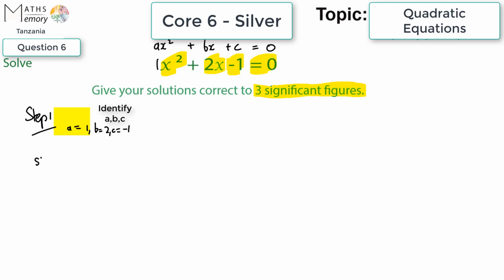So we've defined our 3 integers, A, B, and C. Step 2, let's plug this into the formula. Now you should know the formula inside out. It is not given in the formula booklet for Edexcel or AQA. CCEA might be a different matter. The formula is minus B plus or minus the square root of B squared minus 4AC, the whole thing over 2A.